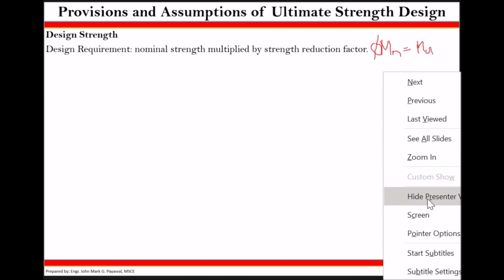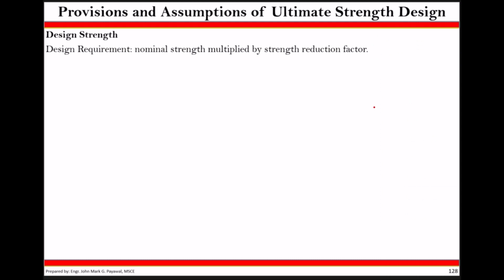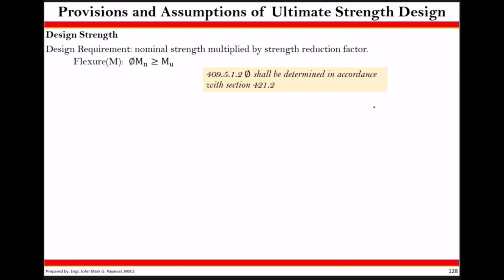There are many ways to compute for your design requirement kasi it could be expressed in not just moment. It could be expressed taken from 409.5.1.2 for flexure. That's moment. Phi Mn should be greater than or at least equal to your M sub u. For the capacity should be greater than your demand. Okay? The left one is your capacity, and then your right one is your demand.